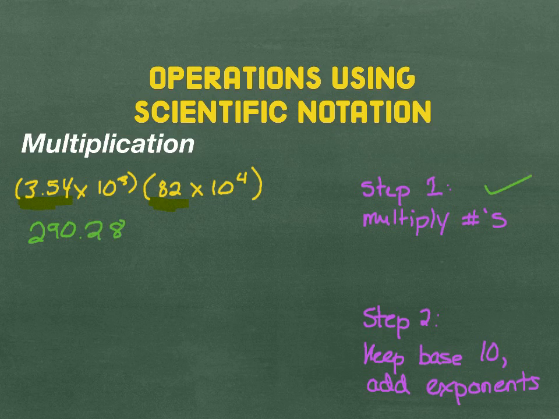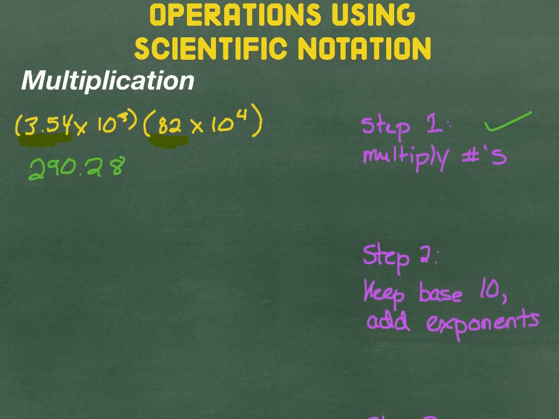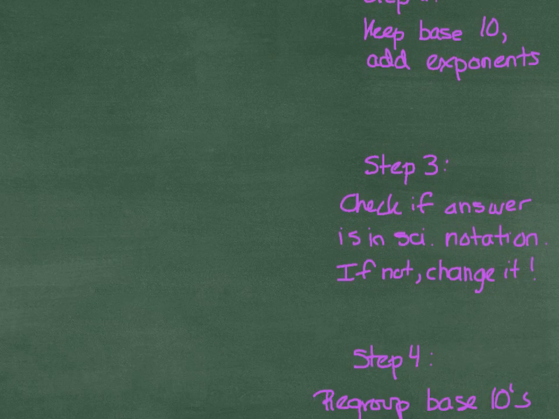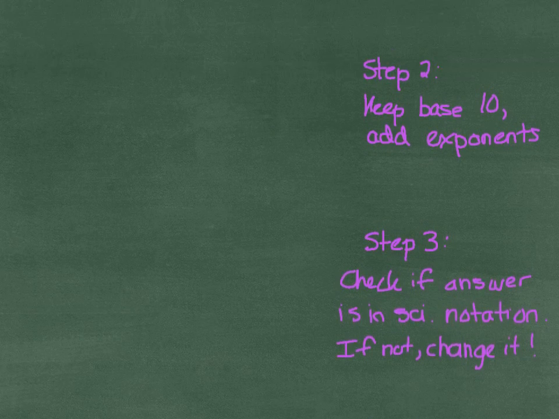Now, step one is done, so check that one off. The next step that we should do is we need to keep our base 10 here and add our exponents, right? Because we're multiplying and we have the same base. So we have the same base 10, we keep our base, and we add our exponents. And 3 plus 4 is 7. Okay, so scrolling down here, I say, check if answer is in scientific notation. If it's not, change it.